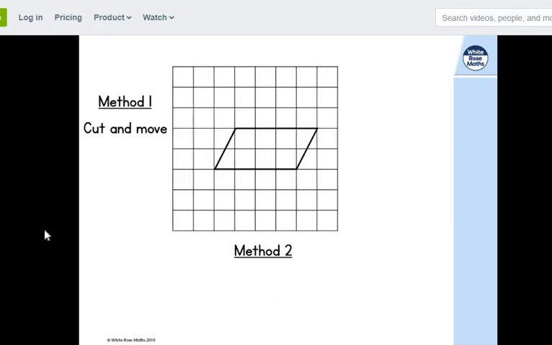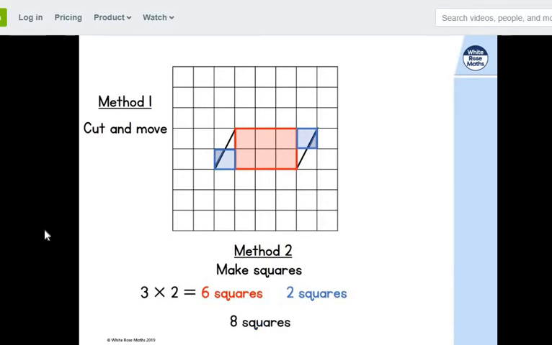But that's not the only way we could have done it. Method 2: make squares. We can see we've got 8 whole squares in the middle. But we've got some extra parts that we haven't counted yet. If I think about these smaller parts, I'm going to move them or rotate them 180 degrees so that they create another square. So I can see now I've got 2 extra squares. So in total, I've got 8 squares again.